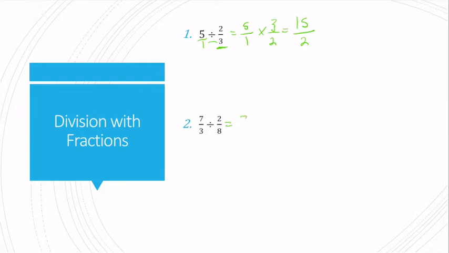Let's try this again. I keep the first fraction the same. I change from division to multiplication, which is represented with an X or a dot. I would start using a dot because we're going to use X as a variable, and I don't want us to get confused. So 7/3 times, and then we flip the second fraction, 8/2. So 7 times 8 is 56, and 2 times 3 is 6.